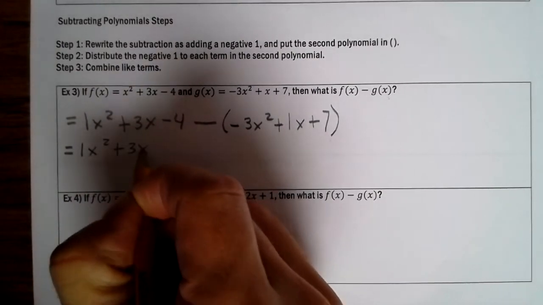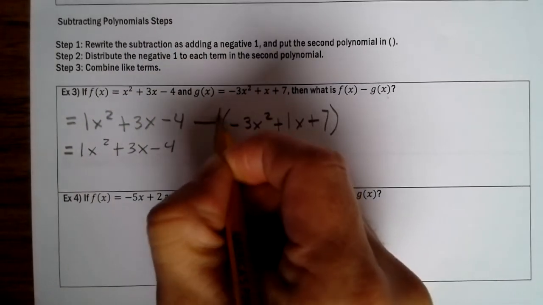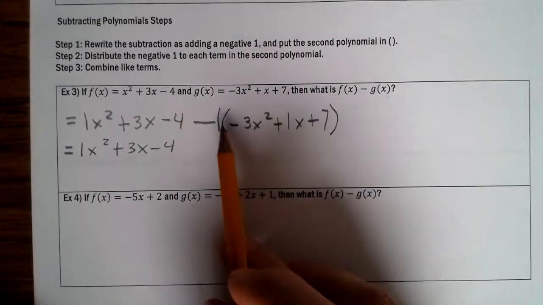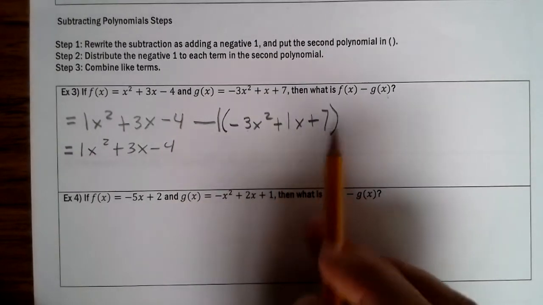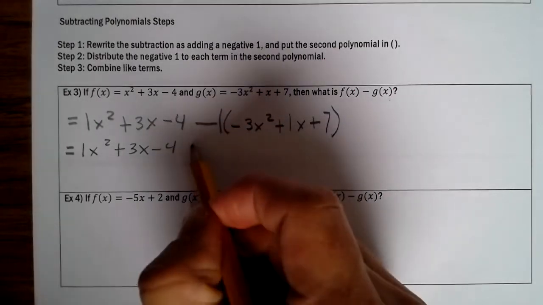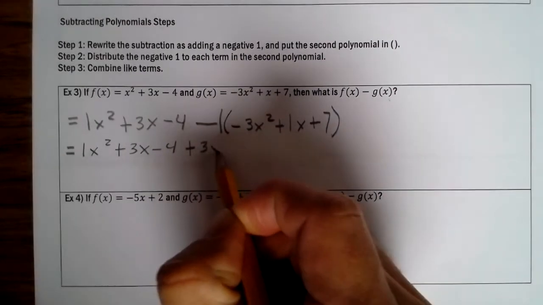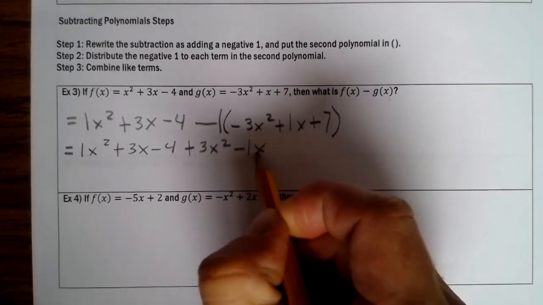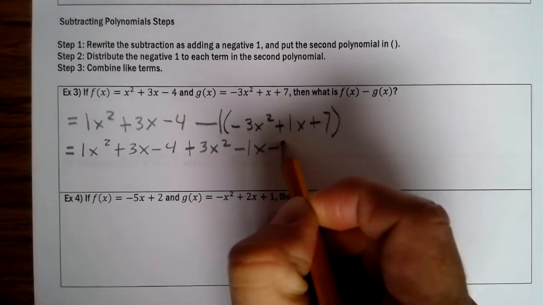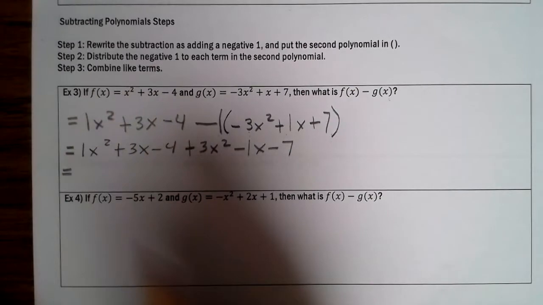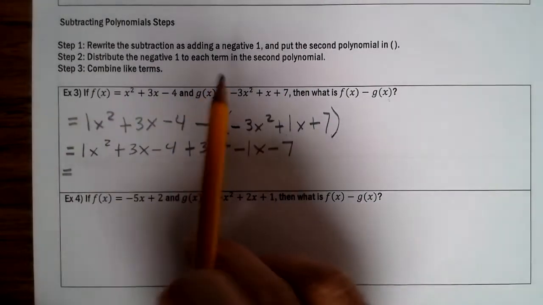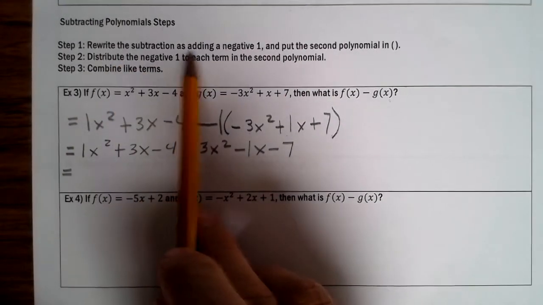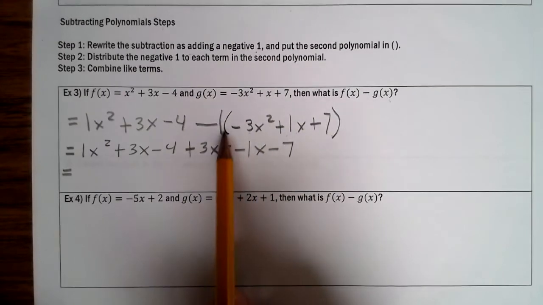Now, I'm going to put a 1 in front of the parentheses. In this instance, you have to multiply negative 1 times each term in the polynomial. So negative 1 times negative 3 is a positive 3x squared. Negative 1 times a positive 1 is a negative 1x. And then negative 1 times 7 is a negative 7. So let's look at the steps. First of all, we write the subtracting, okay, and adding a negative 1, which we did. We distributed the negative 1.